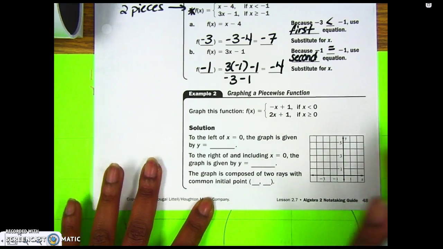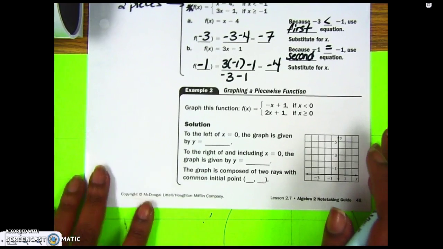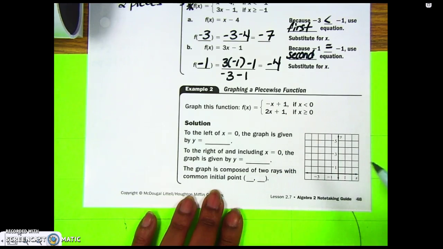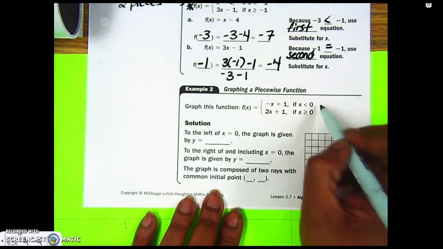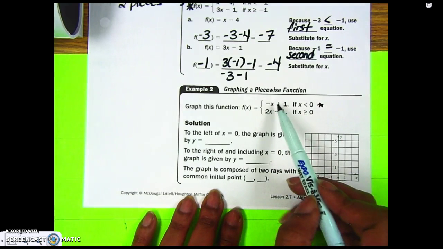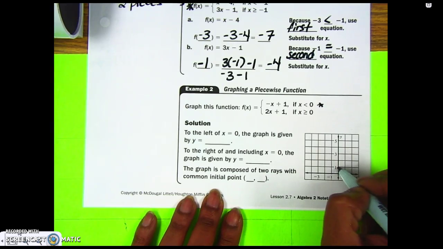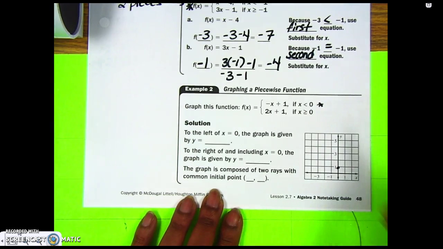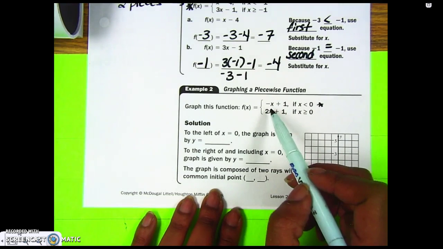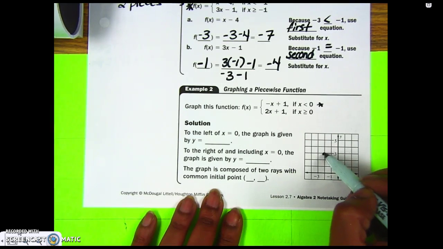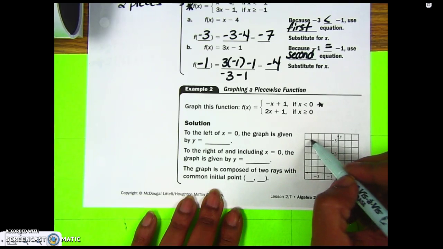The first thing you're going to do is graph the pieces as if they were just normal linear functions. For this first one, we're going to start with -x plus 1. We're going to start with 1. Make a dot here. And then our slope is -1. So we're going to go up 1 and to the left, up 1 and to the left, and keep doing that.